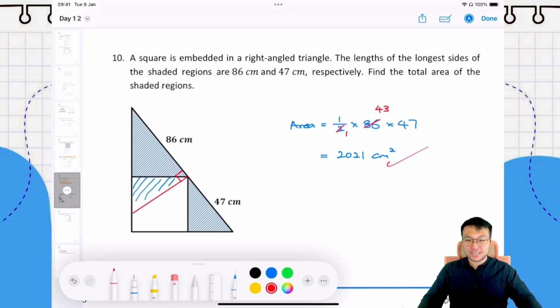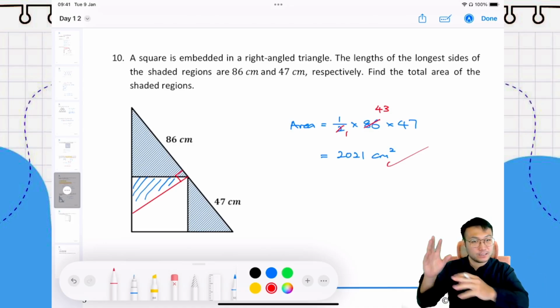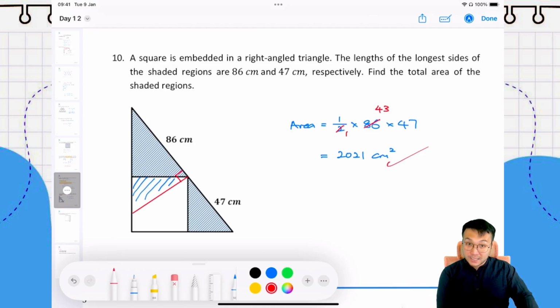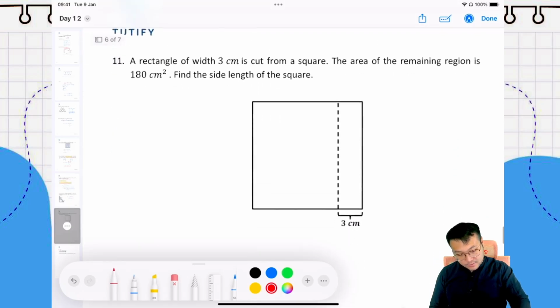Okay, so students, you see, always think of how you can cut and paste, rotate it here, move it. You just shift the shaded area, you can combine them, you can get a right angle triangle, okay? Any questions? See, it's so easy, right? At first you're stuck, but once you shift it, suddenly it becomes so easy, huh? Okay, let's try the next one.